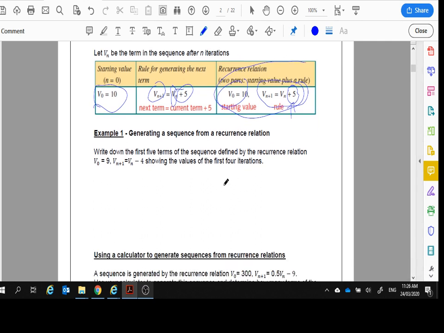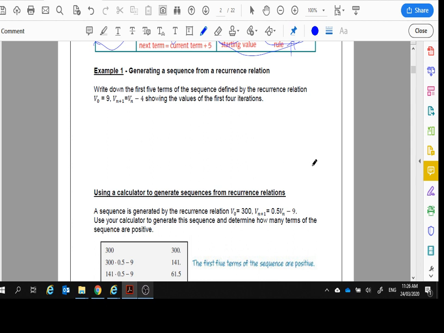Example 1 says generate a sequence from a recurrence relation. Write down the first 5 terms of the sequence defined by this recurrence relation, showing the values of the first 4 iterations. Well, let's just do the first 5 because it's asking us for the first 5. So this is our starting value, number 9, and this is the rule that we have to follow. To get the next term, see how it's got V of n, and then V of n plus 1. n plus 1 means the next term. So to get the next term, we're using the term and we're subtracting 4.